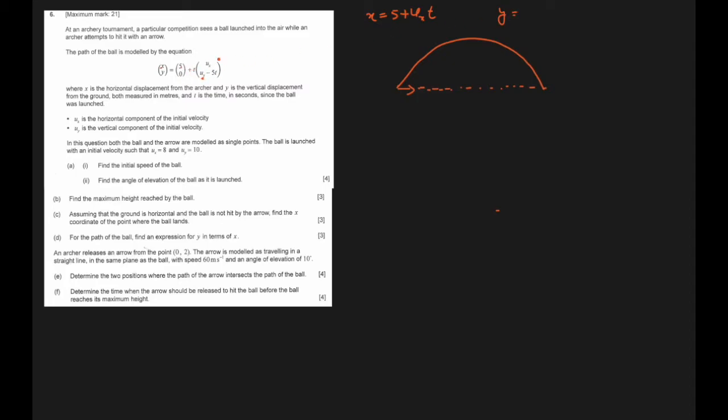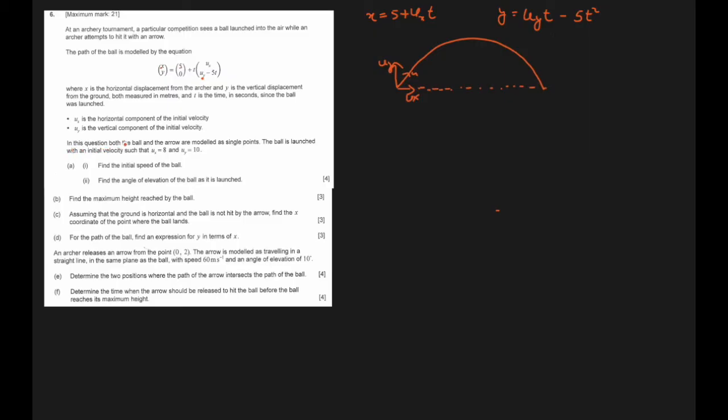So uy multiplies with t, uy t minus 5t times t squared is 5t squared. This is the y component, this is the x component. All right. When x is the horizontal displacement, this is what I'm talking about, and y is the vertical, this projection of this motion. Okay. Measured in meters and t is in seconds. Since the ball was launched, ux is the horizontal component of the velocity. Okay, so if u is the velocity in this direction, ux is the component in this direction, uy is the component in this direction, written here.